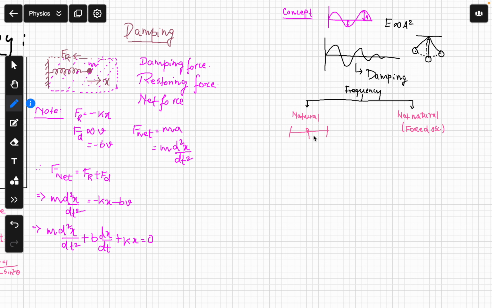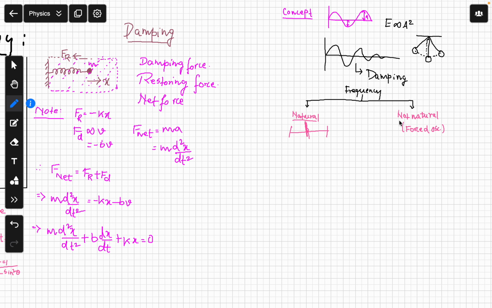The frequency with which it vibrates after you leave, and it does not have any kind of external force acting on it, is actually called the natural frequency. But if we are having a force which is always connected with this, that means you're keeping the amplitude constant by giving an external force. That means this is not a natural frequency, it's a forced oscillation kind of thing.